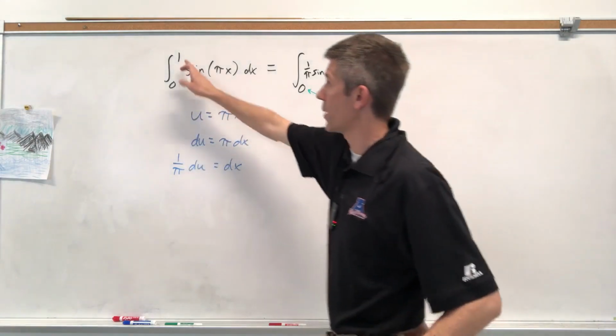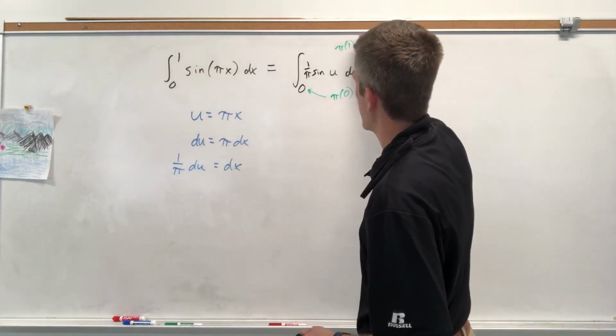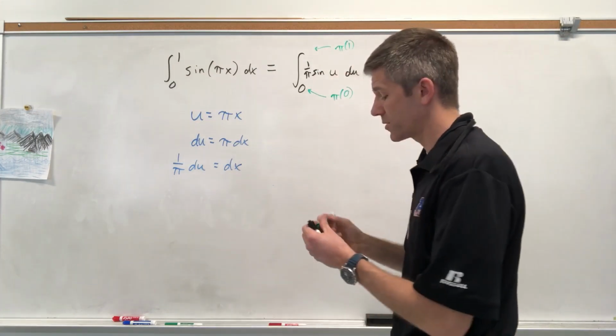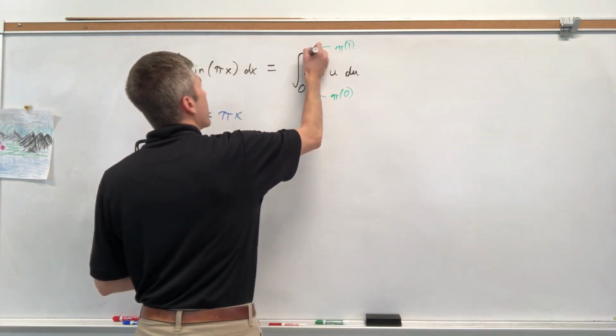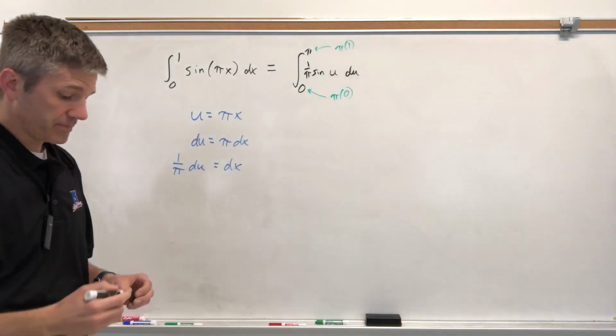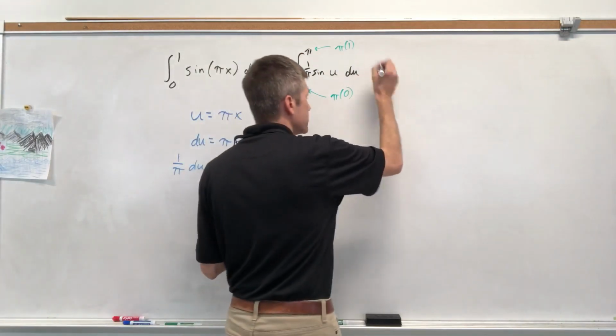This one, however, I'm going to plug a 1 in right here. And when I do, I'm going to have pi times 1. That happens in your head, of course, and that gives me pi. So that one truly did get changed. And now I'm ready to take an antiderivative.